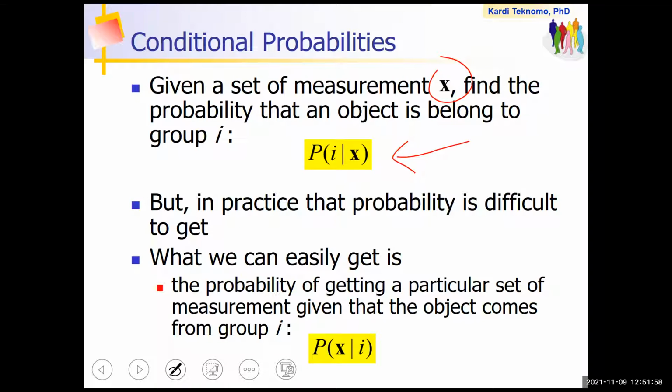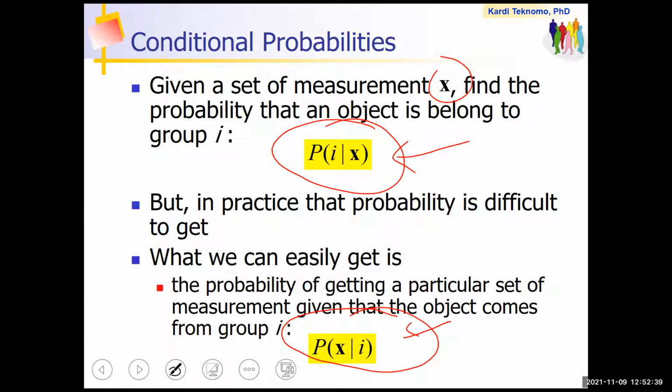What you can get is the other way around. This is what you can get: given the object belongs to this class, then you measure, isn't it? Do you know the difference? This one means I get the measurement, give me the classification. The bottom here means I know the class, let's measure it. So which one is easier? Of course, if you know the class and then you measure, that's easy, right?